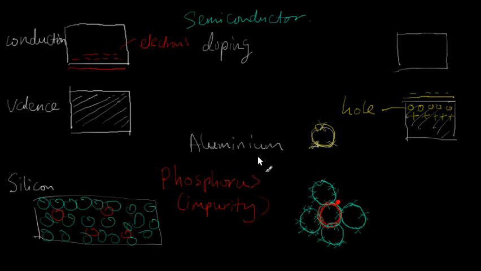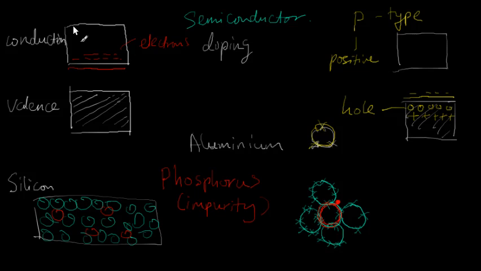For the case of aluminum, or there are actually other elements which have the same effects, for elements that produce holes or shortage of electrons, these are called P-type semiconductors. P-type, and you might guess P stands for positive, and that's because the shortage of electrons are like positive particles, which we call holes.